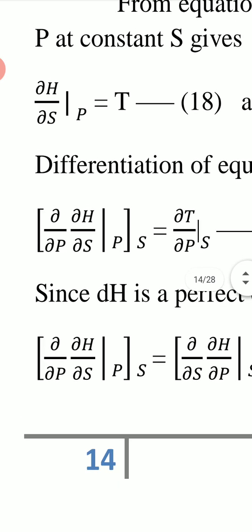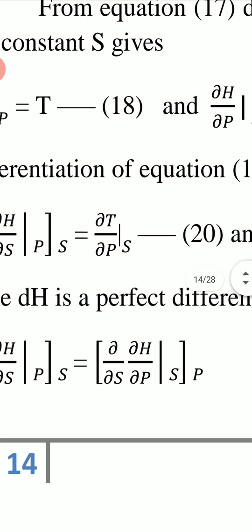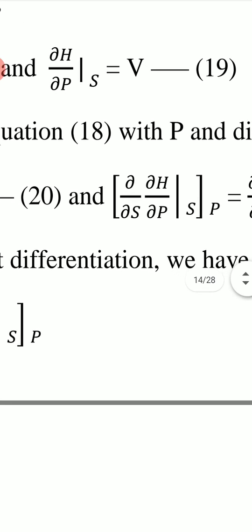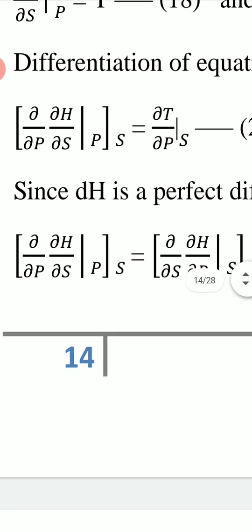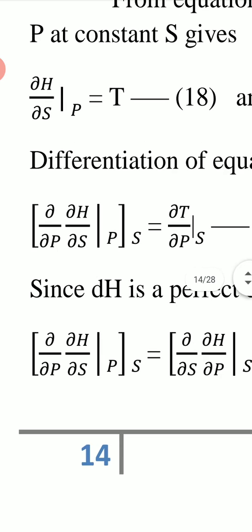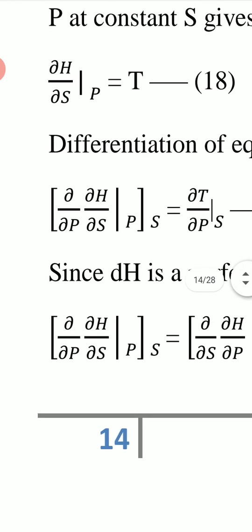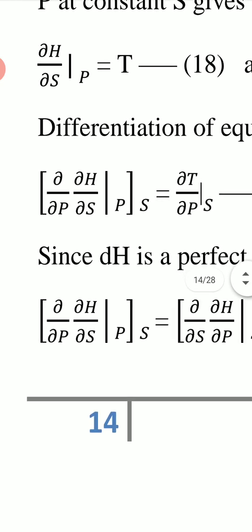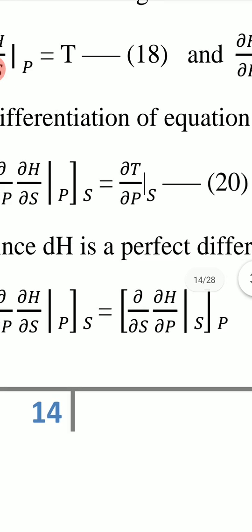Now we partially differentiate this equation 18 with respect to P, keeping S constant, and similarly we differentiate partially this equation 19 with respect to S, keeping P constant, and get these two equations. If we find the partial differentiation of 18 with respect to P, put delta upon delta P before the left hand side and right hand side, and we get this equation, that we write as equation 20.